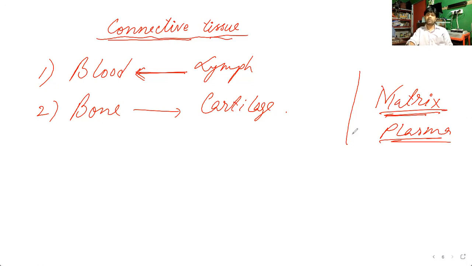So in this matrix, the RBC, that means red blood cells, WBC, white blood cells, and platelets or thrombocytes are there. The function of the plasma is to carry various materials through the blood from here to there. Food materials, maybe hormones, maybe some other chemicals, maybe waste materials, all of these materials are transferred from one place to another through the blood plasma.